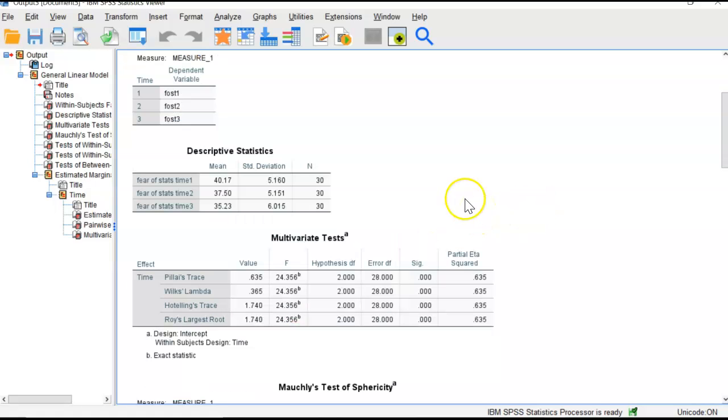All right, so as I usually do, here are my time periods, and what we're measuring is fear of statistics, so high scores mean more fear. So you have higher fear at the beginning, at time 1, a decrease at time 2, and a further decrease at time 3. Now, still, we need to know, is that a significant change?